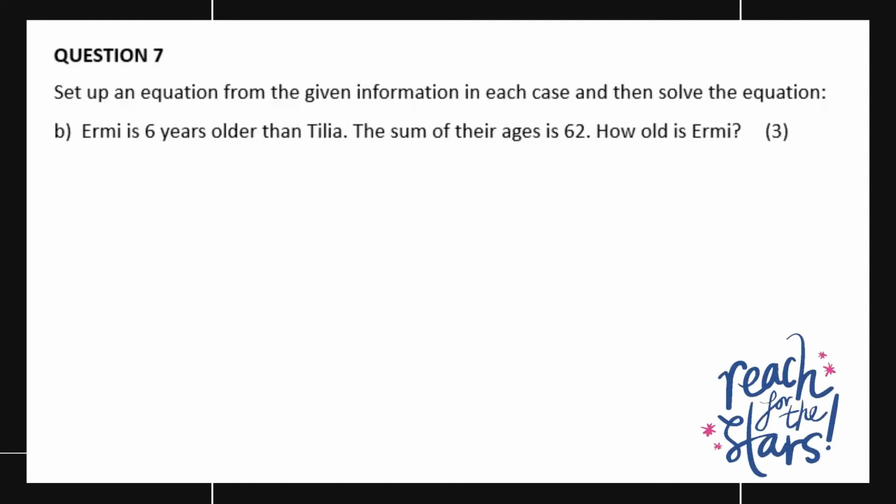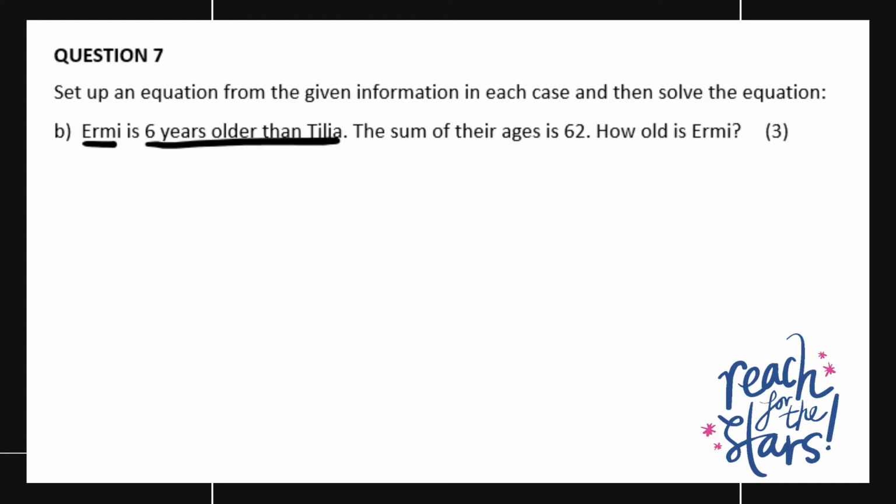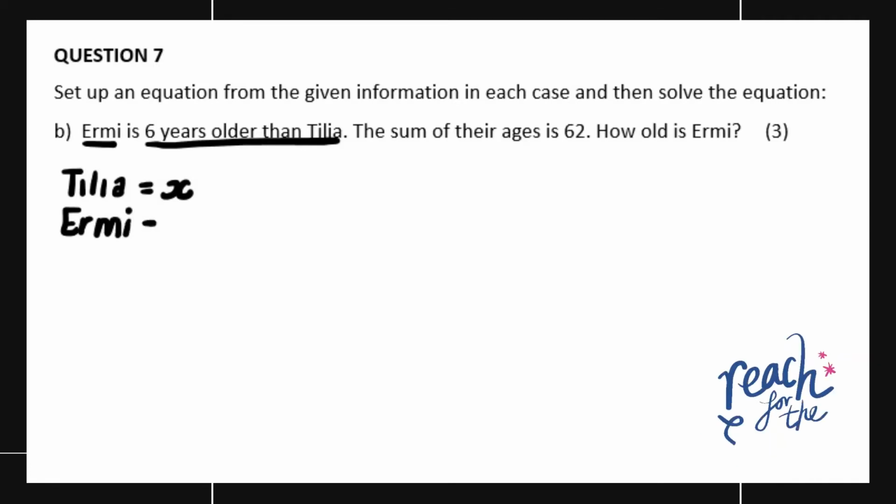Okay, let's see. Here we have Army is 6 years older than Tilia. We need to now, because there are two individuals, set up an equation or expression for the age of Army and Tilia. So we would say, for example, that Tilia's age is represented by X. Because Army is 6 years older than Tilia, we would now need to say that Army's age is X plus 6. Because Army is 6 years older than the age of Tilia, which is represented by X.